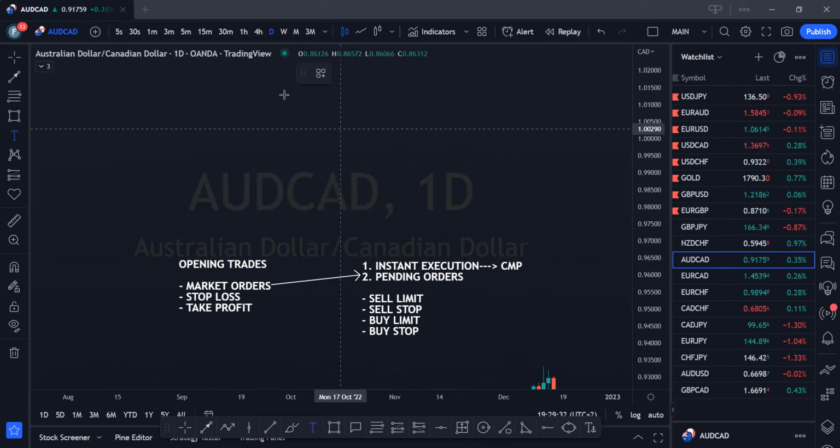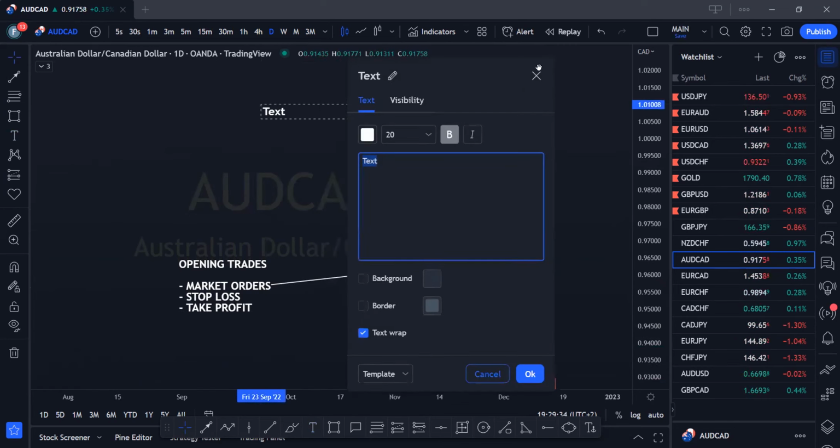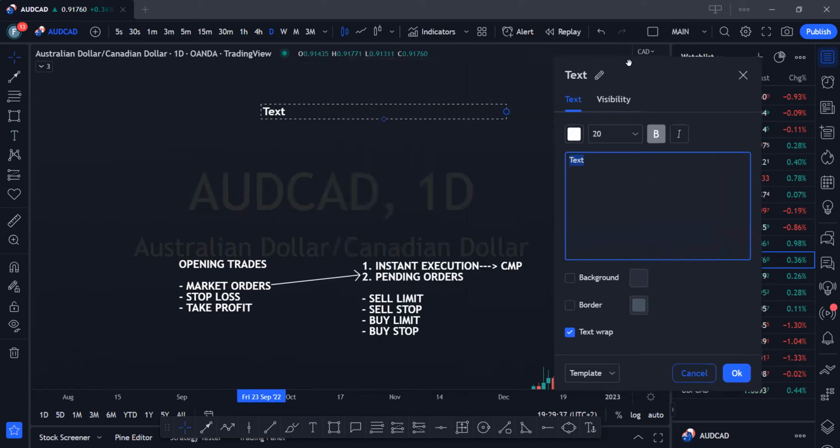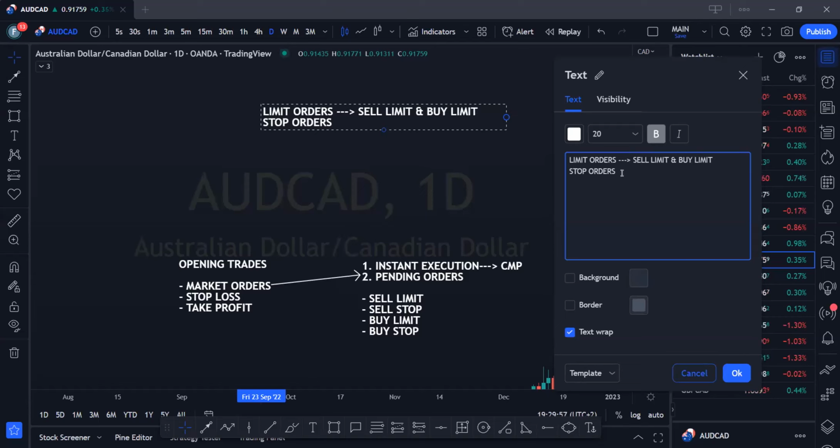Okay, so when it comes to pending orders, we have two major orders, right? We have the limit orders, and then we have the stop orders. So for limit orders, what do we have? We have sell limit and buy limit. For stop orders, what do we have? We have sell stop and we have buy stop.